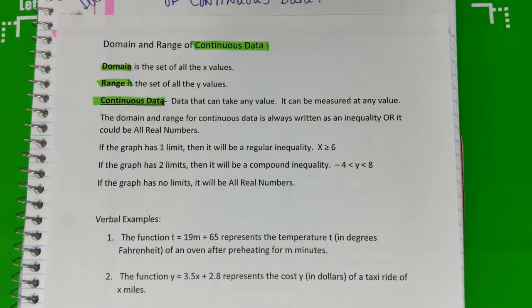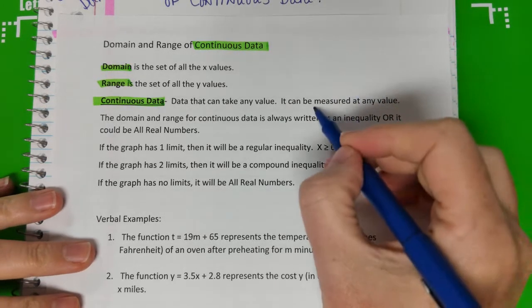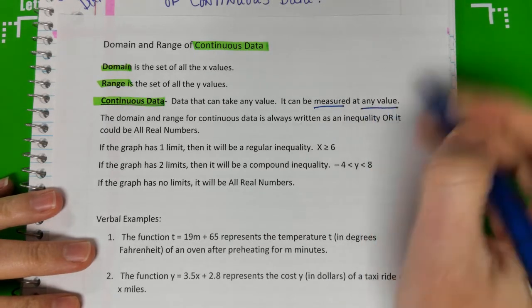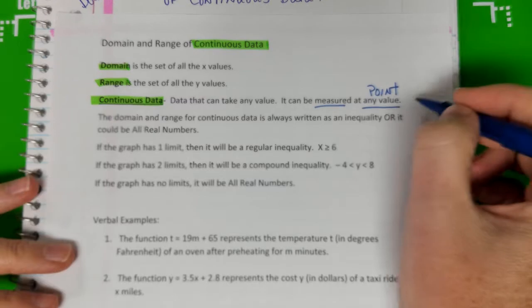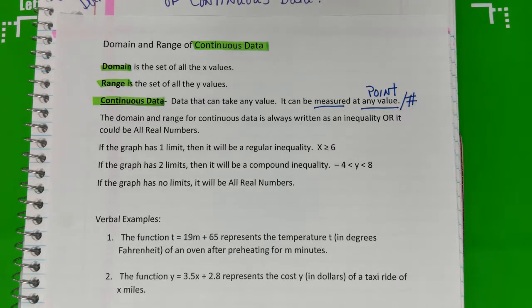Continuous data is data that can take any value. It can be measured at any value or at any point. Another way to think about that is any number. I'm going to give you some verbal examples in just a second. But it's basically meaning we can measure at 1.5, 1 2/3, 1.67893. Any number can be represented by continuous data. Any type of number.